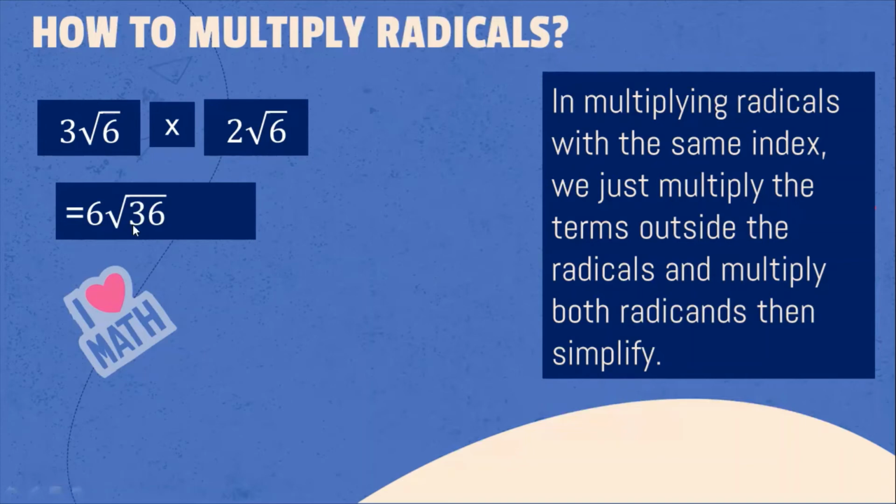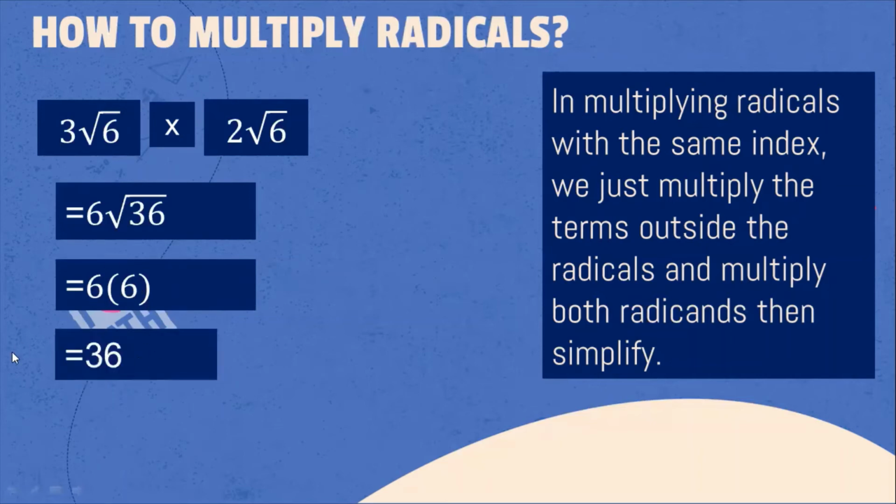And 36 is a perfect square. What is the square root of 36 now? The square root of 36 is 6. So 6 times 6, the final answer is 36.